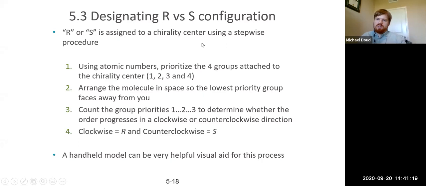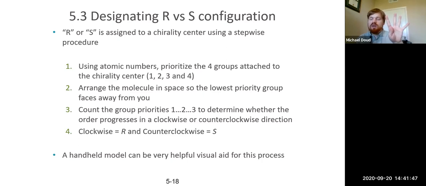So here's the list of rules, and we're going to do a bunch of examples of this. So don't worry, there's a lot of practice. Basically, what we're going to do is look at the chiral carbon and look at the 4 things that it's bonded to. Each of those is going to get a number from 1 to 4. And we're going to use this Cahn-Ingold-Prelog system to give us that number 1 through 4. It's really simple. Basically, whatever has the biggest atomic number gets the 1, and the smallest atomic number gets the 4.